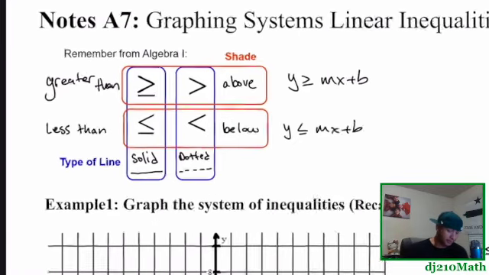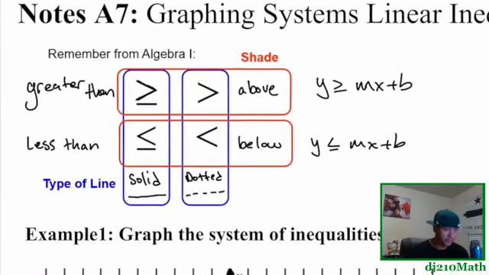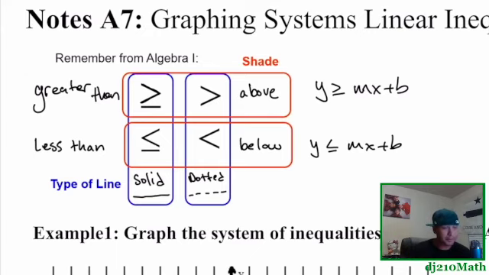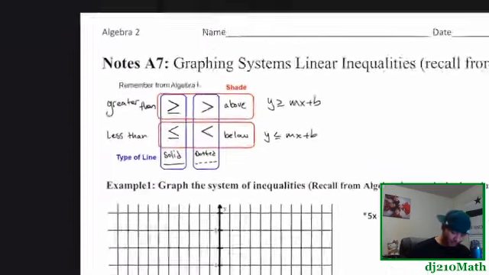This is literally the rule of thumb right here. If you can burn this into your memory banks, you should be able to graph this thing accordingly. This is really all you need to know. So greater than or equal, greater than, we're going to shade above. Less than or equal, less than, we're going to shade below. And then whether it's a solid or a dotted line. All right, let's just see some examples.